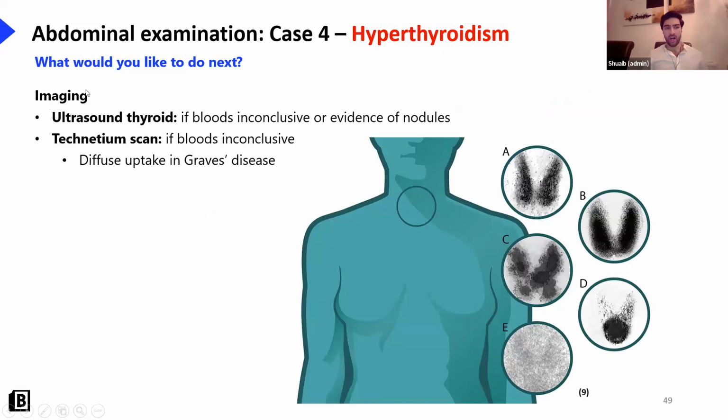If your bloods are not conclusive, you can ultrasound the thyroid and you can do a technetium scan, also known as a radionuclide uptake scan. And in Graves' disease, you'll have a diffuse pattern of uptake. So A is normal and B is Graves. You can see there's a lot more uptake in Graves' disease because the thyroid is consuming a lot more iodine.